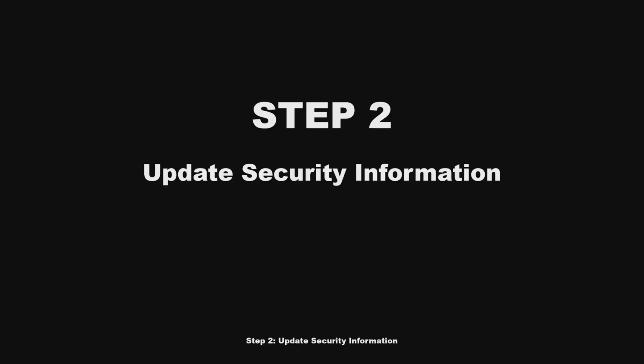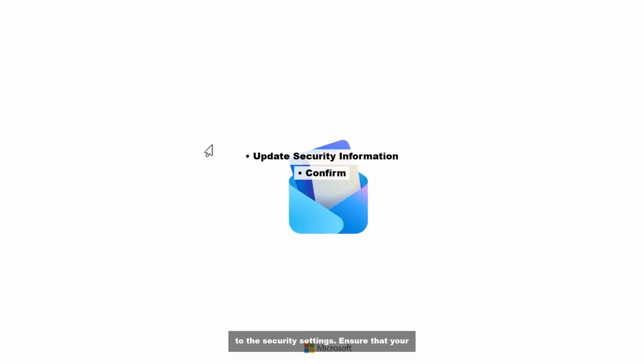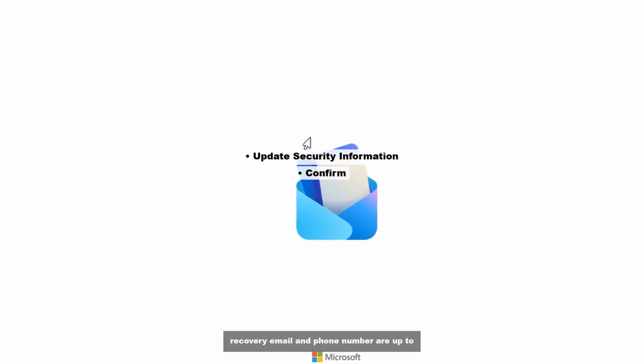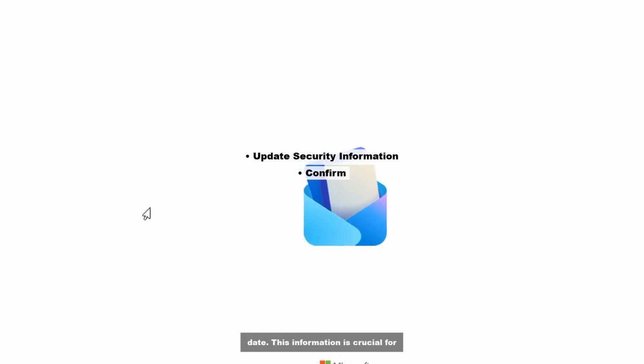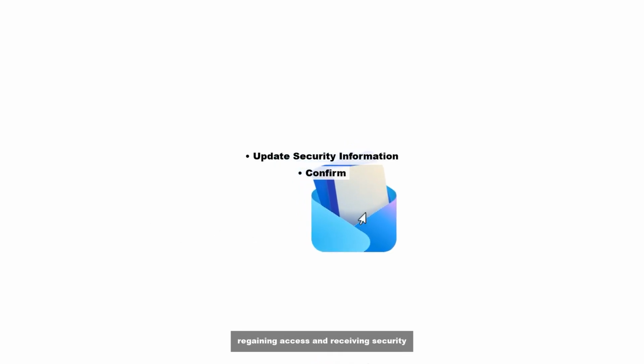Step 2. Update security information. Log into your Microsoft account and navigate to the security settings. Ensure that your recovery email and phone number are up to date. This information is crucial for regaining access and receiving security codes.